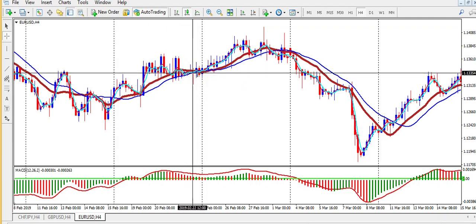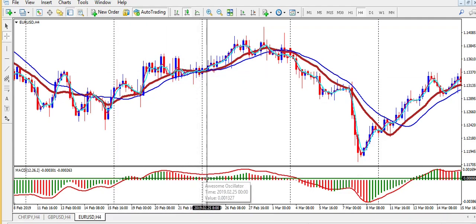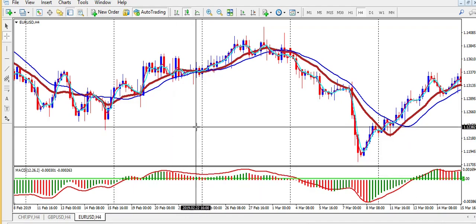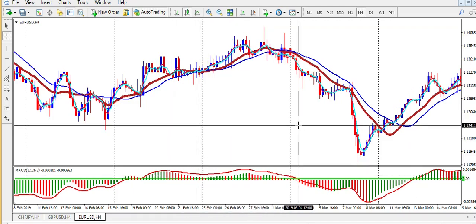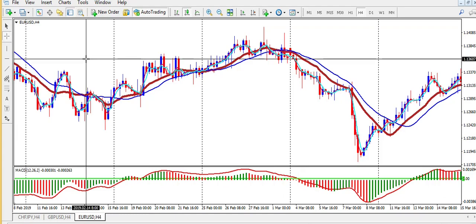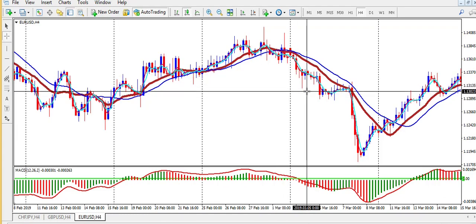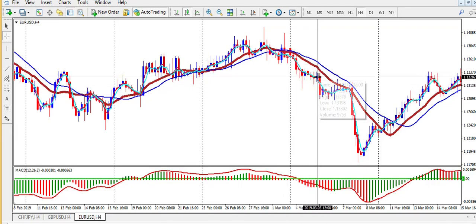And in this second signal, you can see there is a gap here. I will not enter at all. I will not enter in any of these signals. There's another signal here. I will enter here.